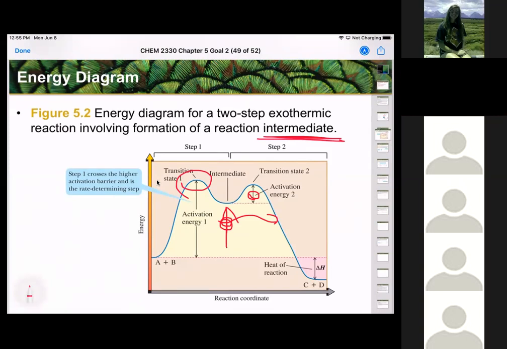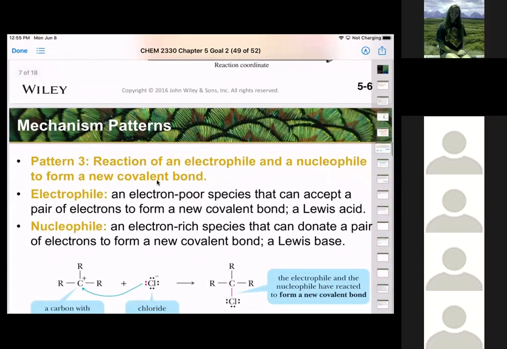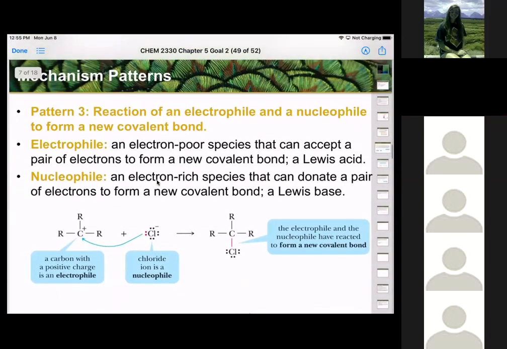Once it reacts, then you just have the interaction between a nucleophile and electrophile, and that reaction happens very quickly. So that means we're looking at 2 parts. Carbocations participate in pattern 3 and in pattern 4. Pattern 3 is the reaction between an electrophile and a nucleophile to form a covalent bond. In this case, our positive charge, the carbocation, is the electrophile. The nucleophile is something with electrons. It's going to form that new covalent bond.